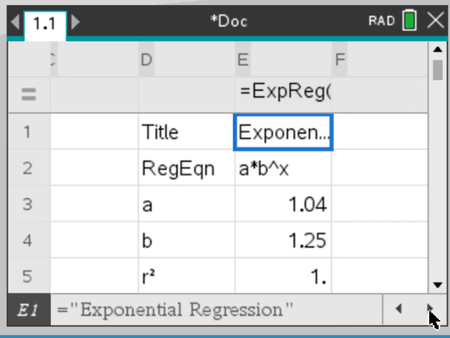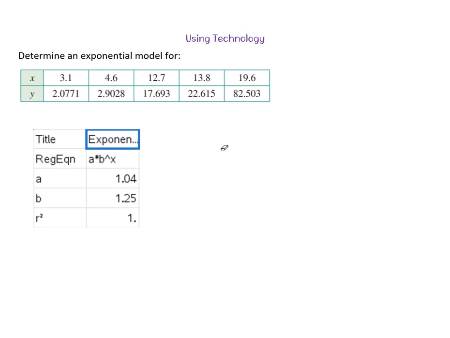So you can see our equation here is in the form of A times B to the X, where A is 1.04, B is 1.25, and our R squared is 1. So a perfect model. Okay, so that's the information we found from our calculator. So therefore, Y equals 1.04 times 1.25 to the power of X. And that is our exponential model.